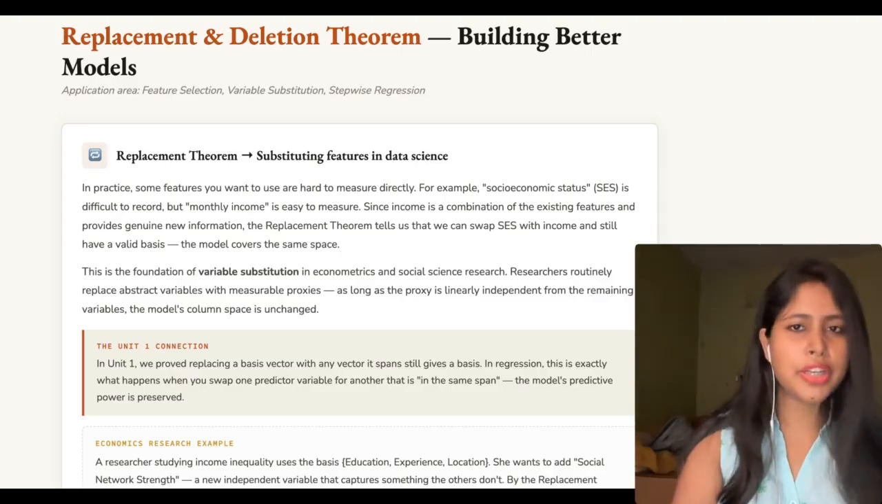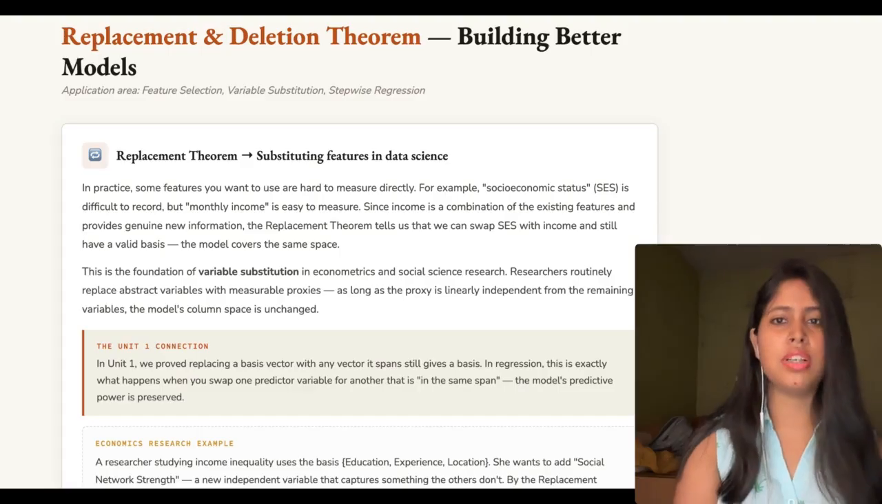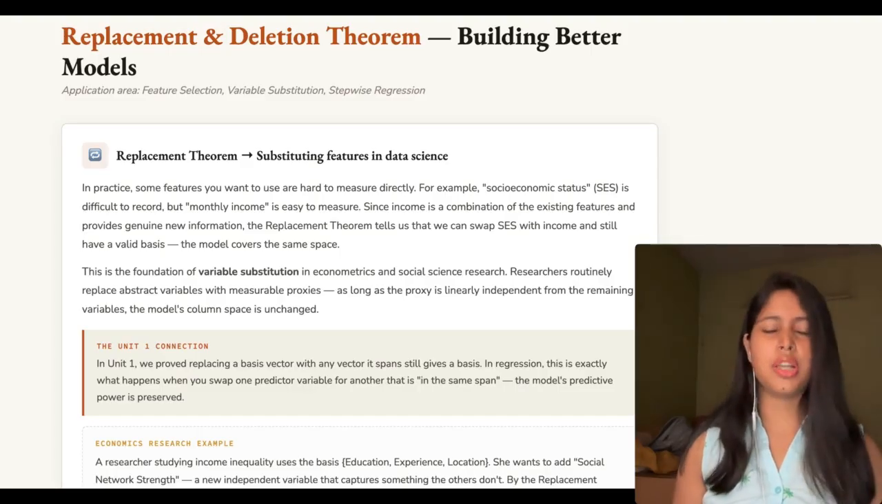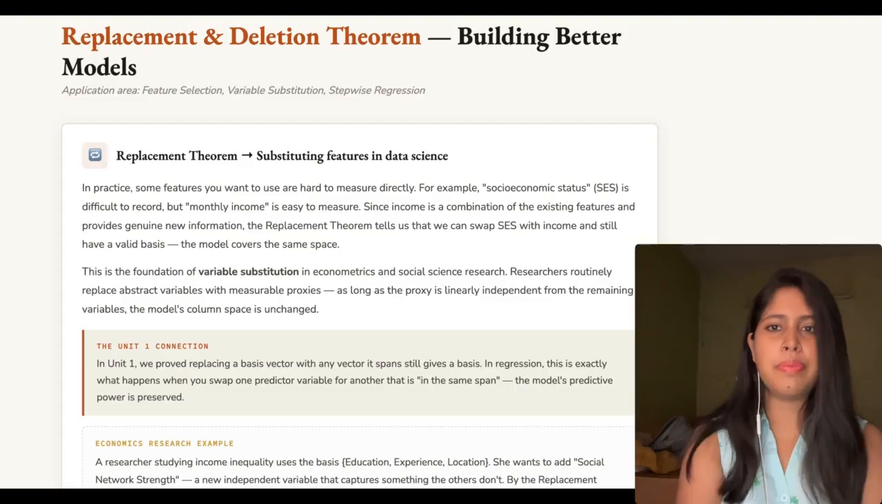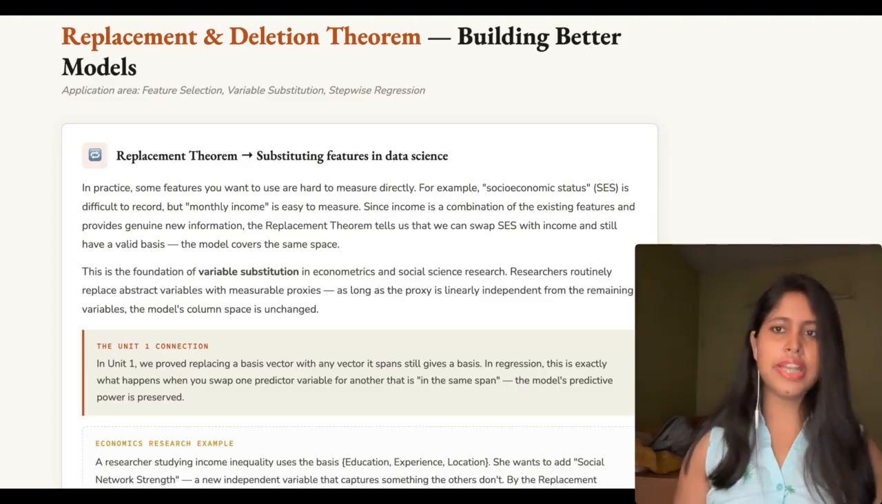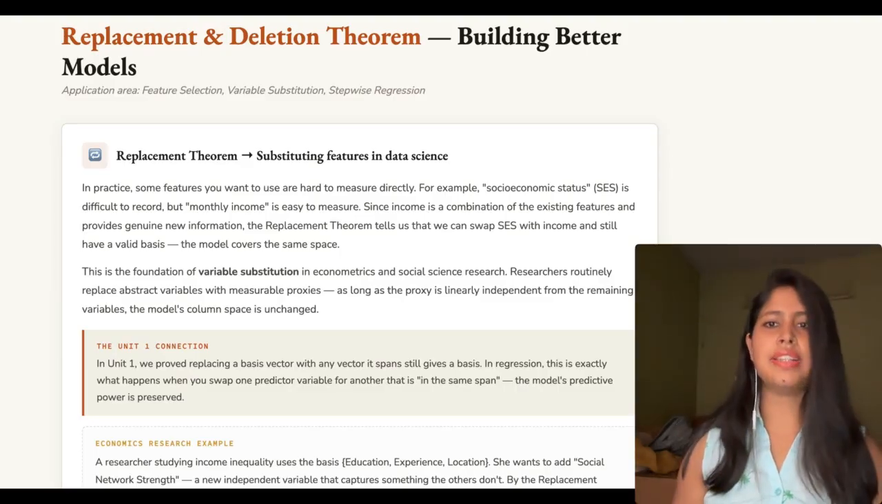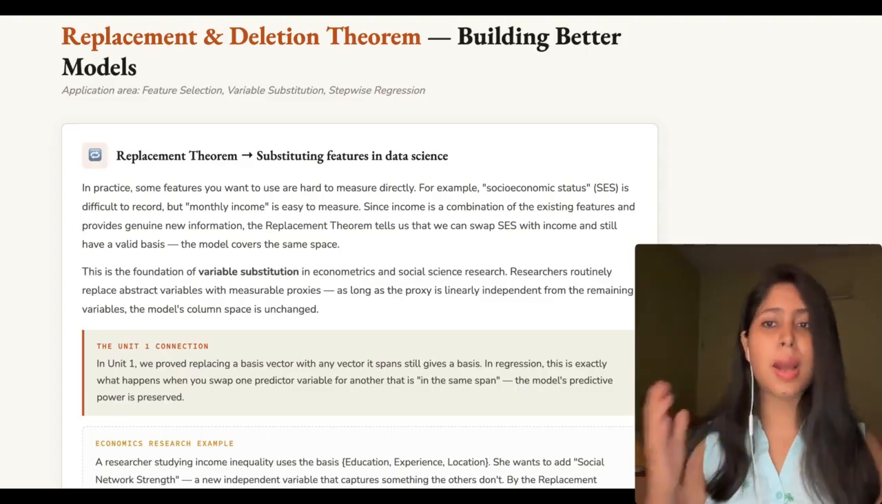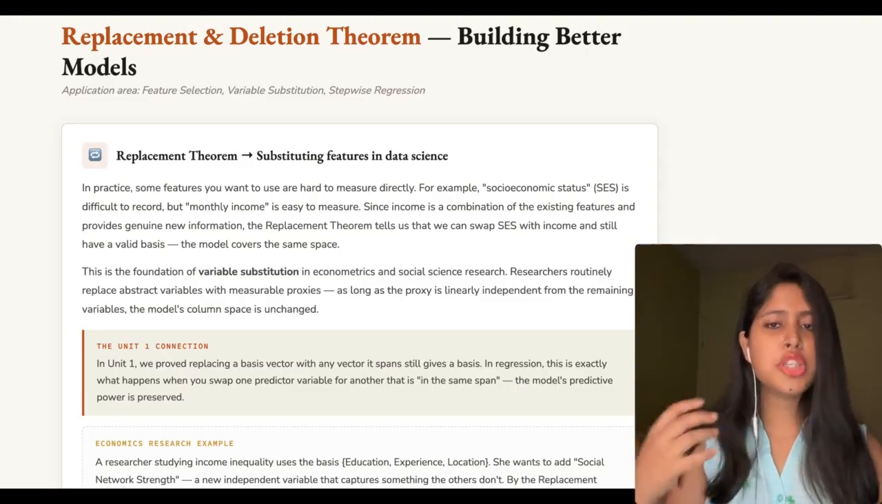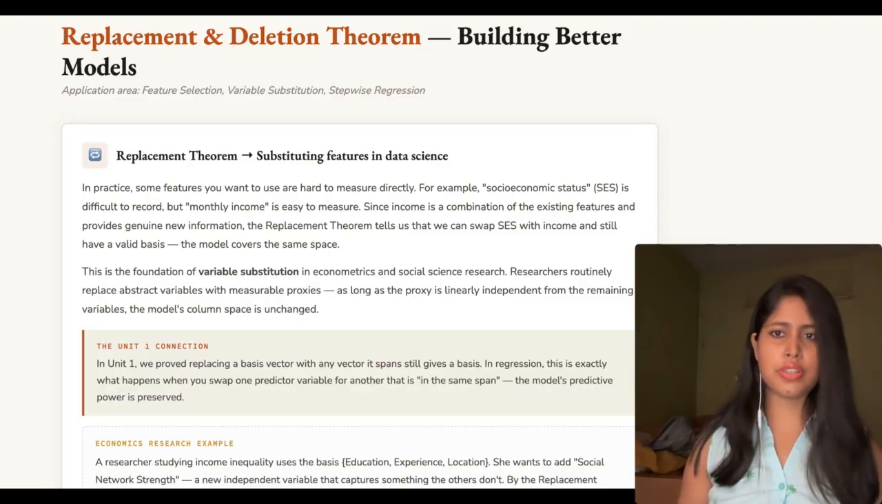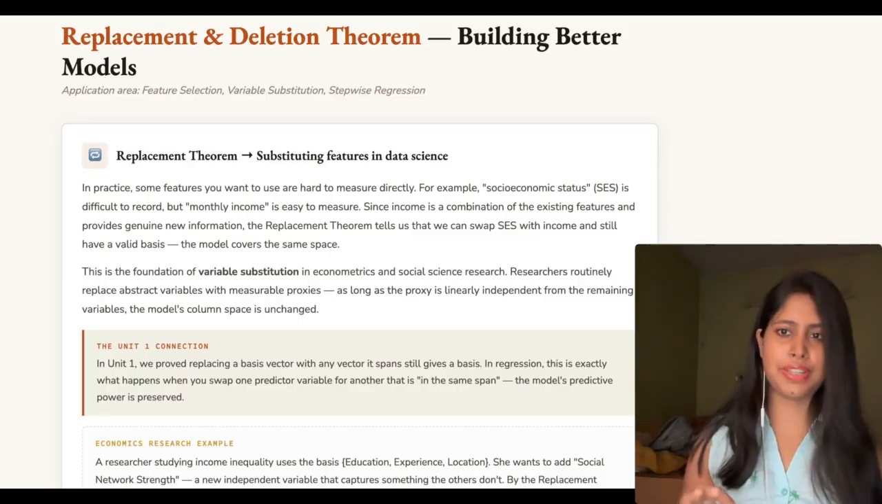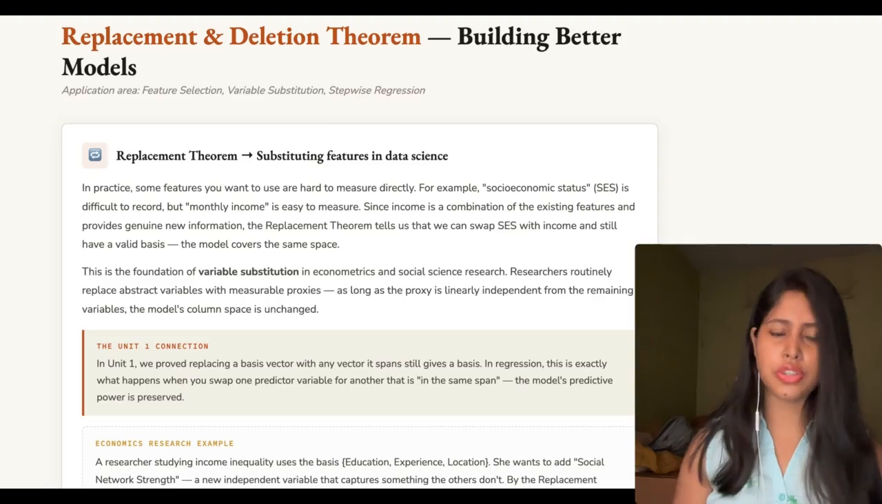Now let me remind you what the replacement theorem says. It says that if you have a basis and you bring in a new vector that is in the span of the space but not a combination of the remaining vectors, you can swap it in for one of the basis vectors and you still have a basis. The dimension does not change.